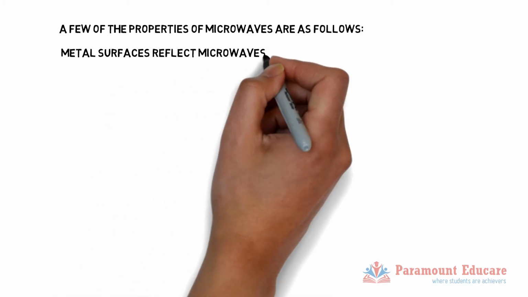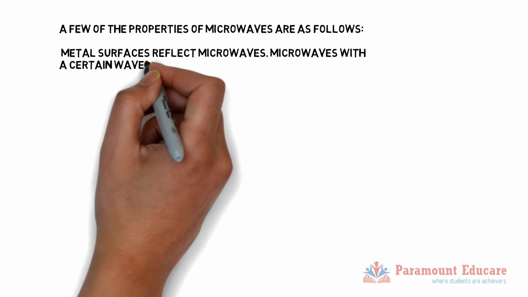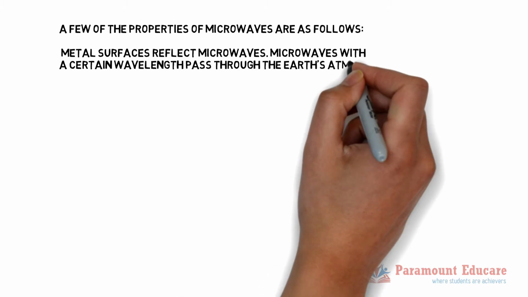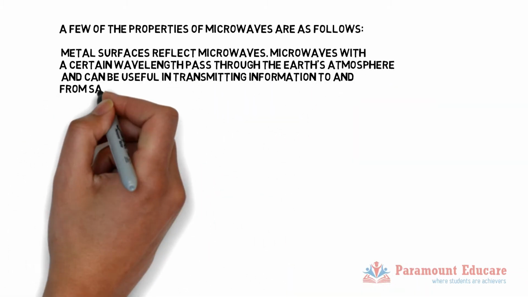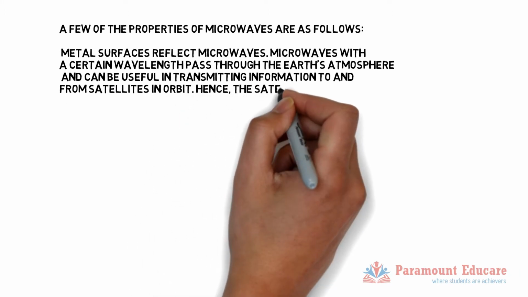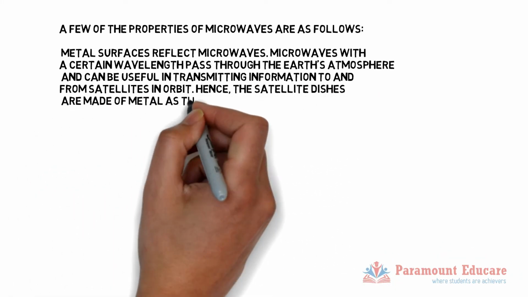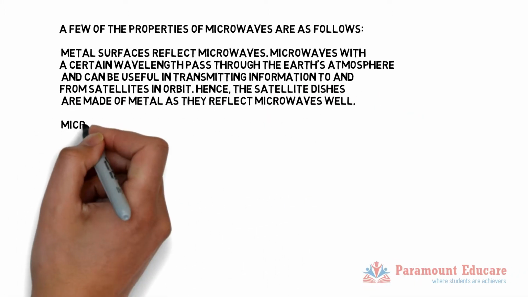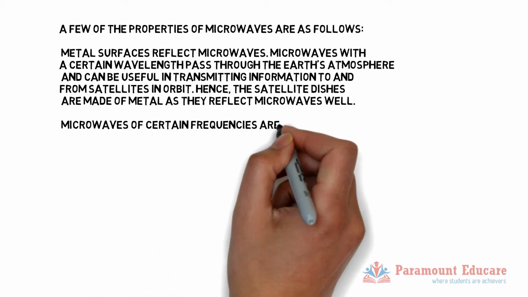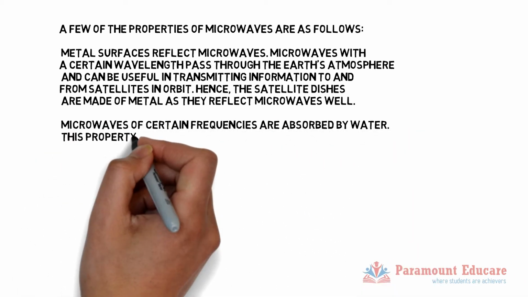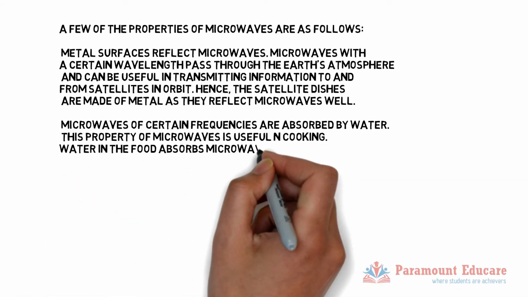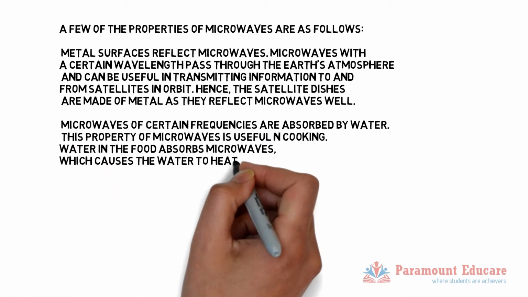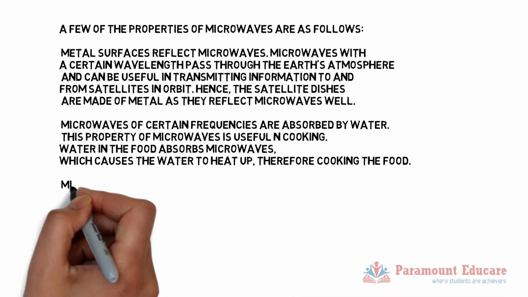A few of the properties of microwaves are as follows. Metal surfaces reflect microwaves. Microwaves with a certain wavelength pass through the Earth's atmosphere and can be useful in transmitting information to and from satellites in orbit. Hence, the satellite dishes are made of metal as they reflect microwaves well. Microwaves of certain frequencies are absorbed by water. This property of microwaves is useful in cooking. Water in the food absorbs microwaves, which causes the water to heat up, therefore cooking the food.